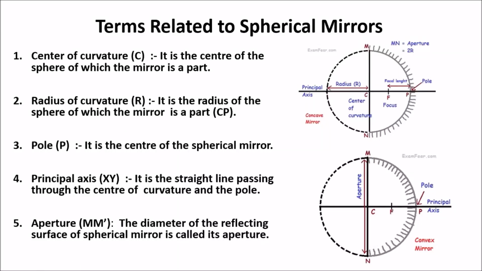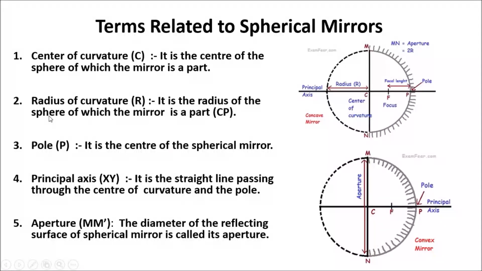Center of curvature: it's the center of the sphere of which the mirror is a part. You can see this is the center and this is the sphere. The center of this sphere is called the center of curvature. Why are we calling it the center of curvature? Because we'll be considering only the curvature of the mirror. It is denoted by the symbol capital C.